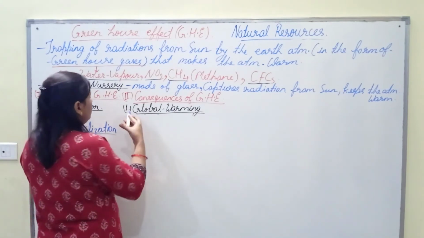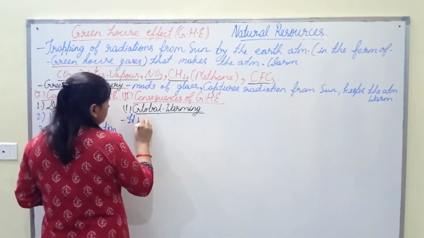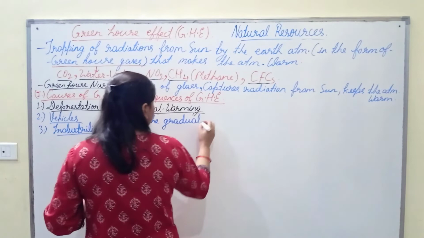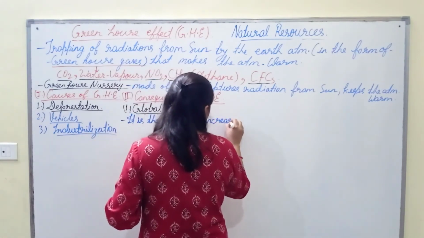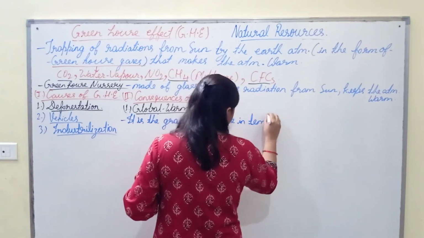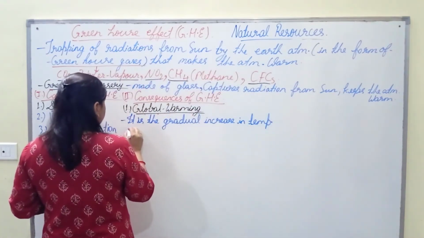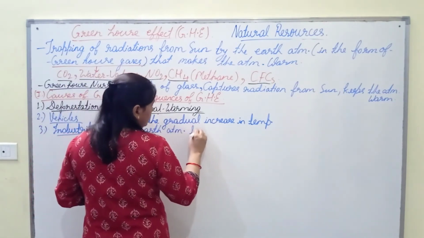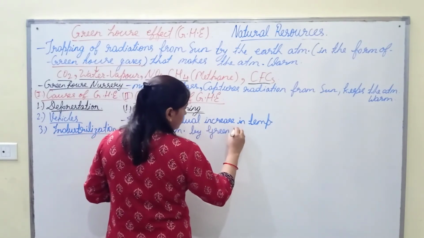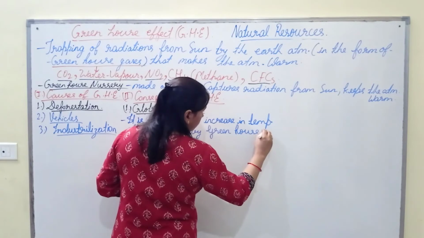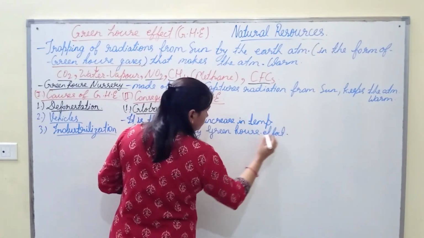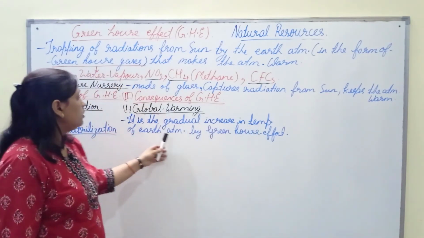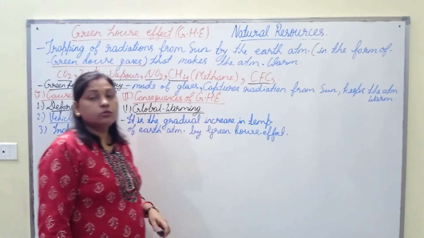Now what is global warming? It is the gradual increase in the temperature of Earth's atmosphere by greenhouse effect. So the gradual increase in the temperature of Earth's atmosphere by greenhouse effect is called global warming.